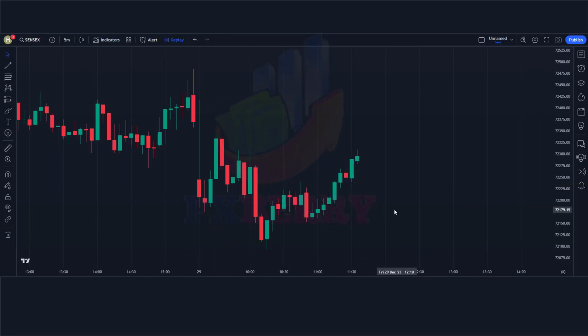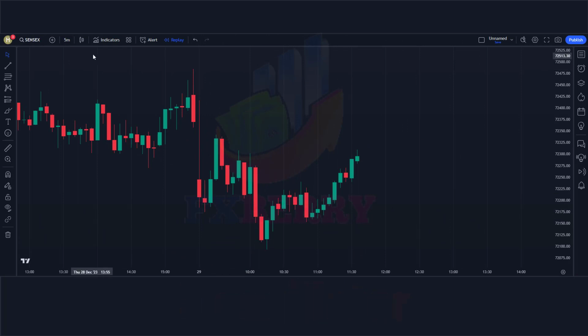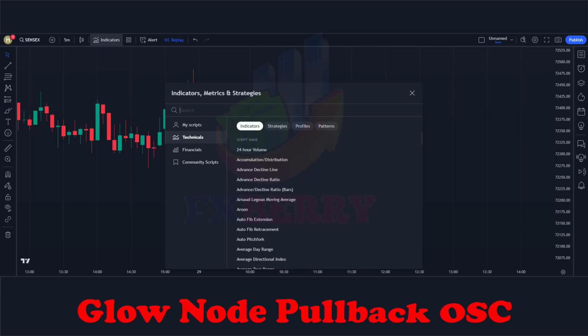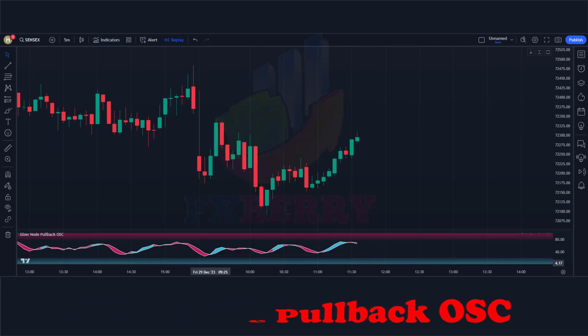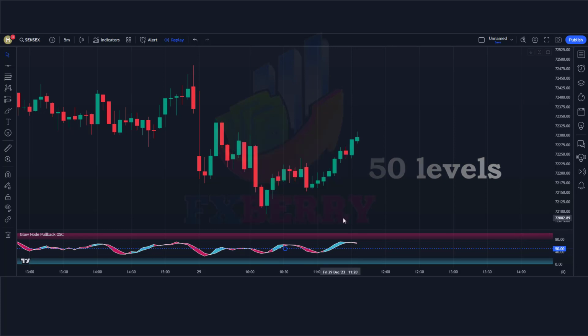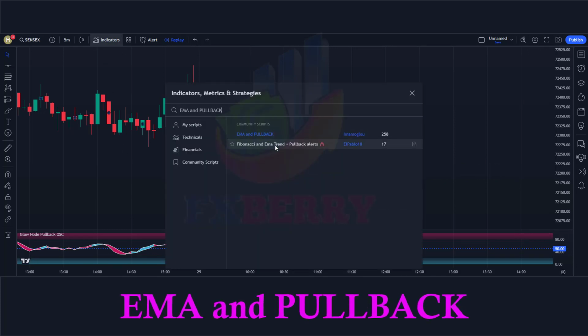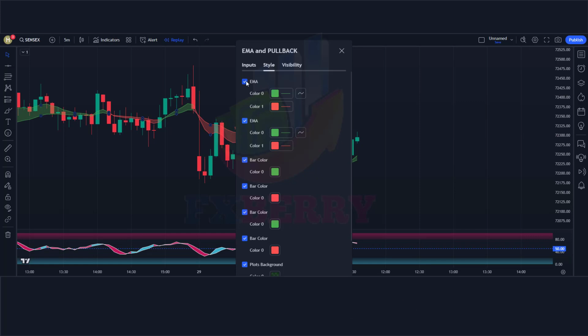So let's get started. In this setup we would require 3 indicators. First indicator name is Glow Node Pullback OSC. We will add 50 levels to this horizontal line. Second indicator name is EMA and pullback. Keep the indicator settings as I have shown here.